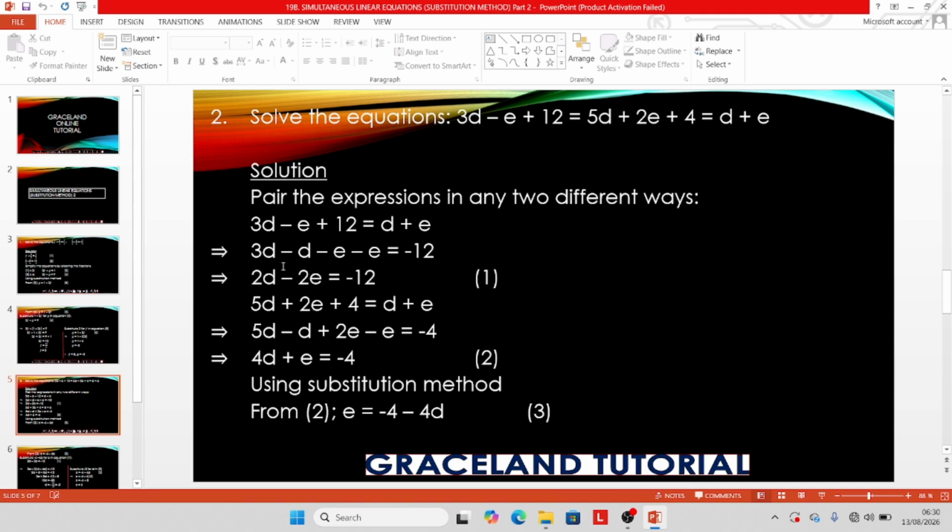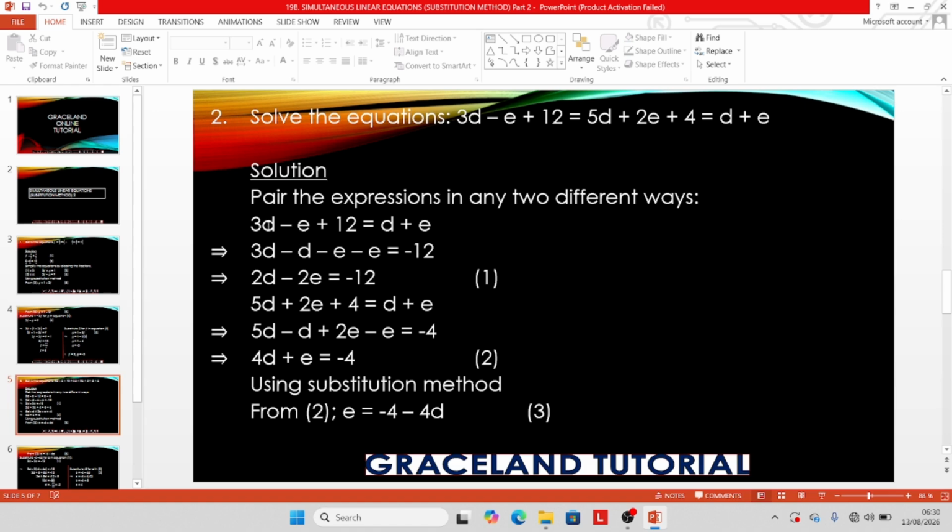Now look at what I have here. 3d minus e plus 12 is equal to d plus e. That is the first expression I have there. Now, 3d minus d minus e will be equal to minus 12. So what I did there was to collect the like terms.